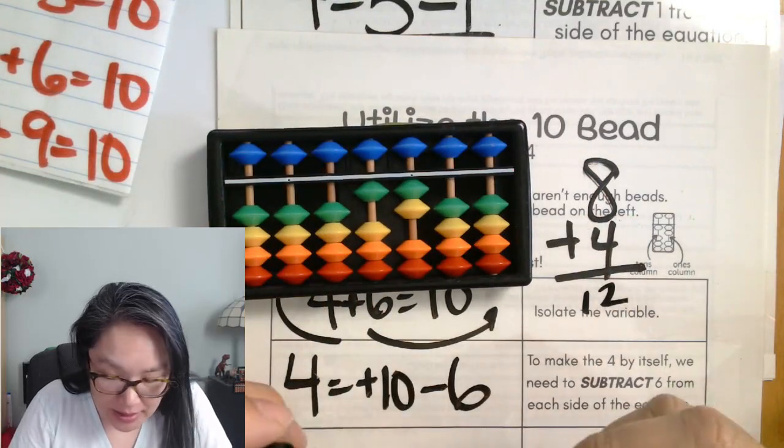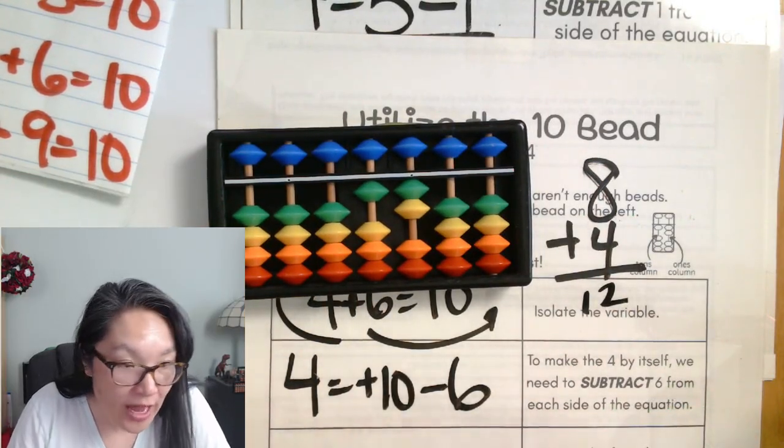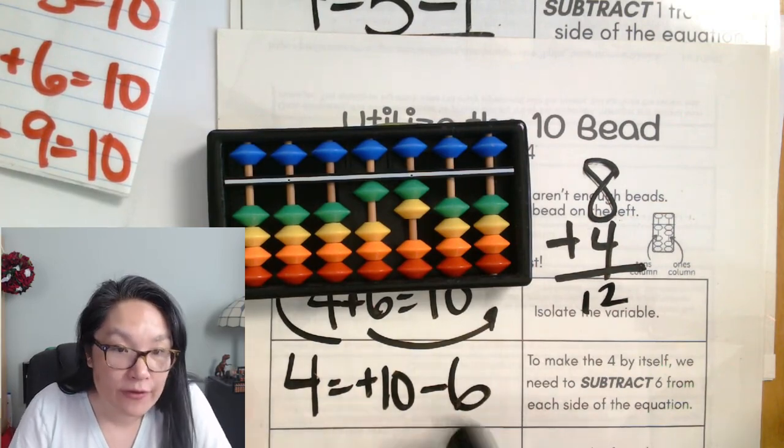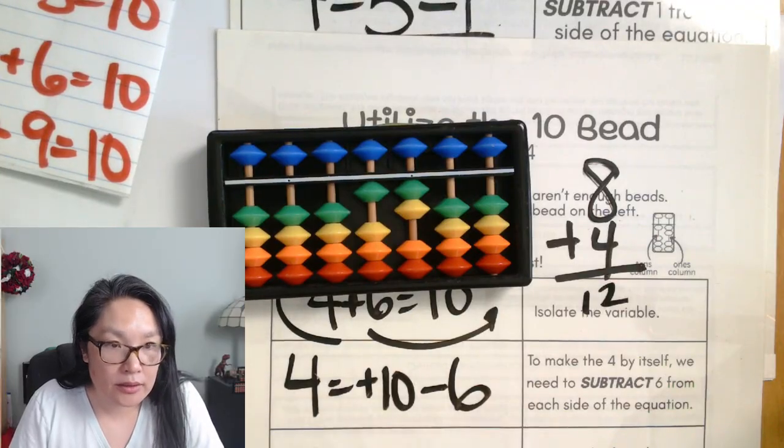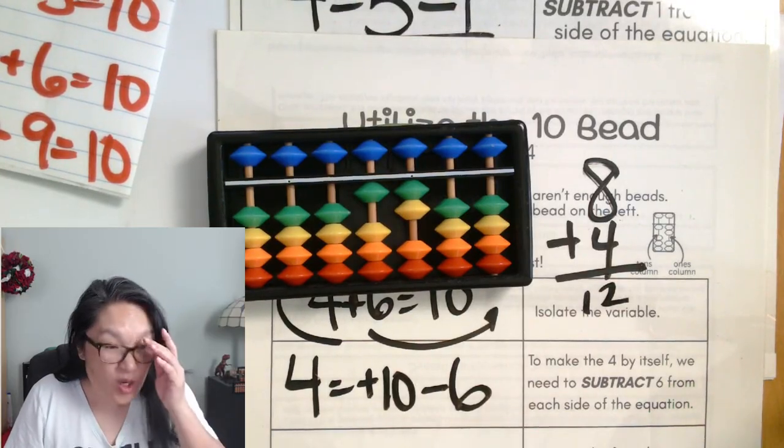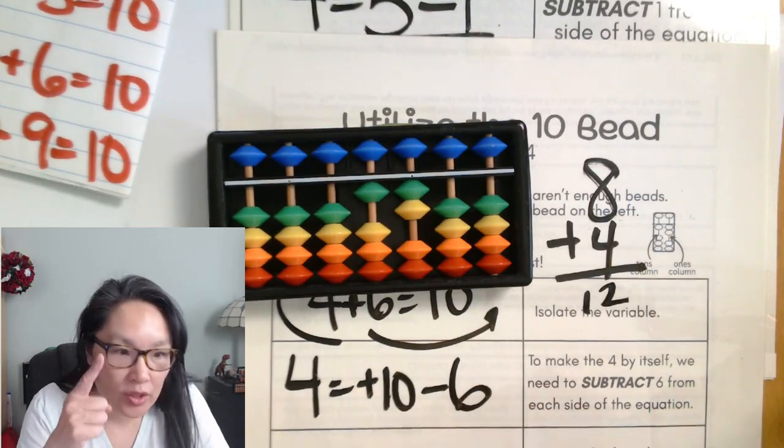Jay, did that make sense? You have to see if you have a 5. If you do not have a 5, then you do the 10. Okay, good. It's the same way. The first question is always, do you have enough beads?